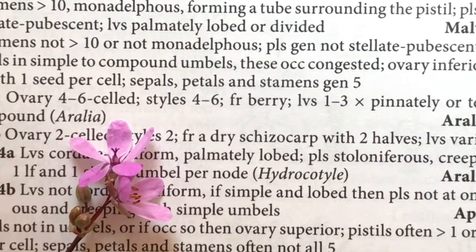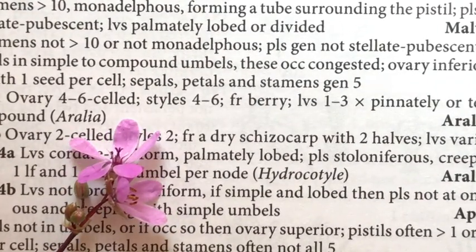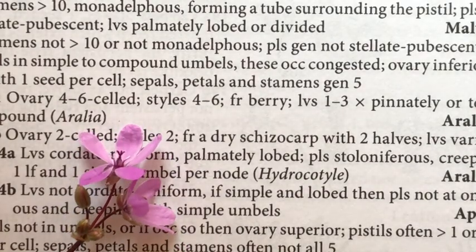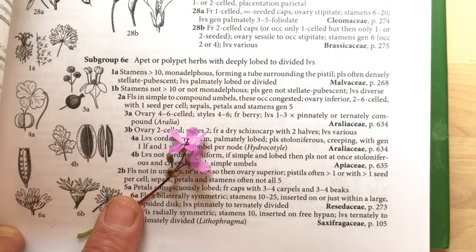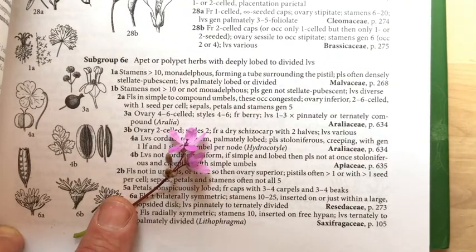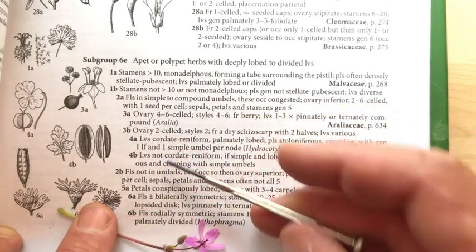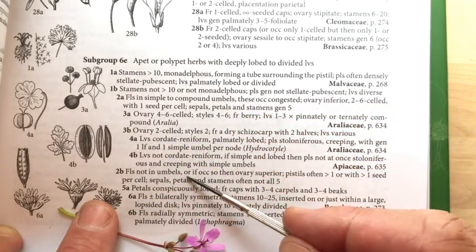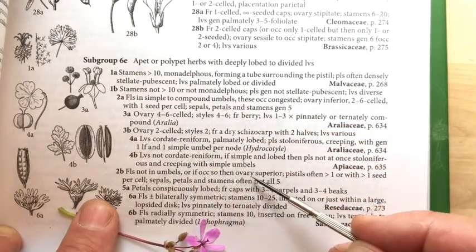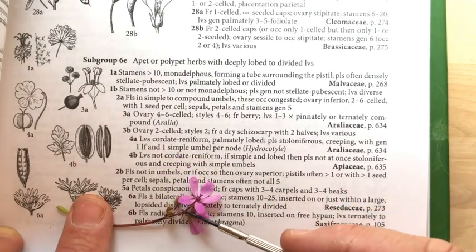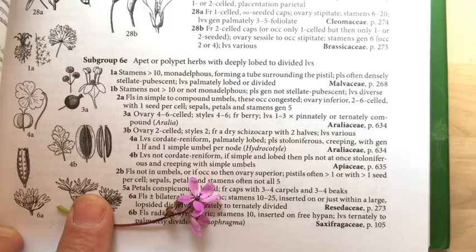So they are coming off all kind of at once from a central node, like you'd expect in an umbel, but it's not really a flat-topped kind of deal like we'd expect. And the rest of that description doesn't match well. So we can jump from there to flowers not in umbels, or if occasionally so, then ovary superior. The other thing we didn't talk about here is our location of our ovary, and we might want to dissect our flower to do that.